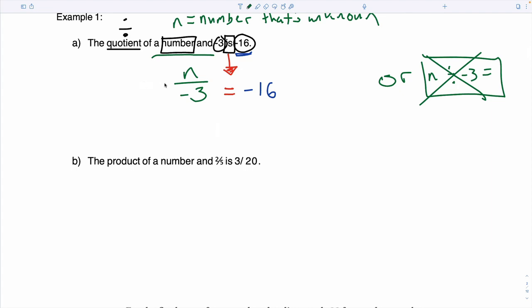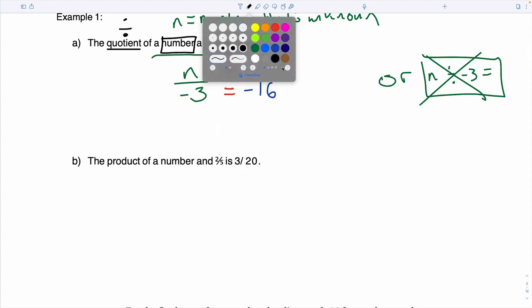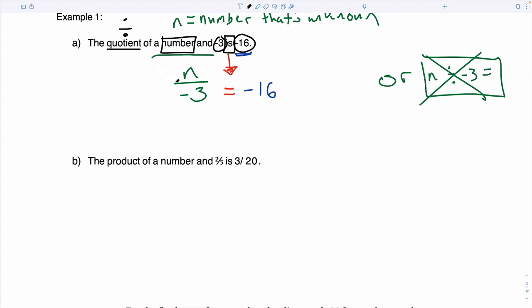Okay, let's find the answer real quick. Multiply both sides by what number? N over -3 equals -16. What do I multiply both sides by to get n by itself? If the n is being divided by -3, the key to get n by itself is to do the opposite. What's the opposite of dividing by -3? Is it addition, multiplication, or subtraction? It's multiplying. So let's multiply the left by -3 and the right by -3.